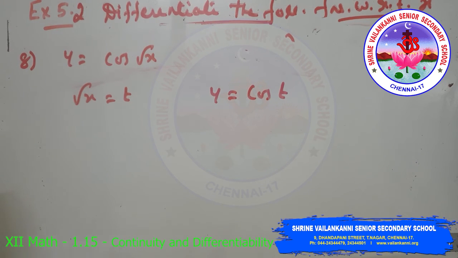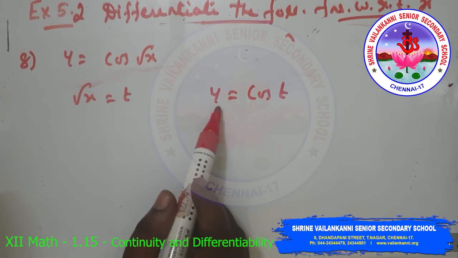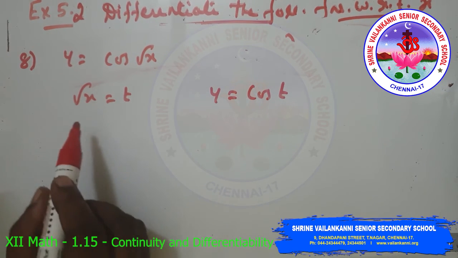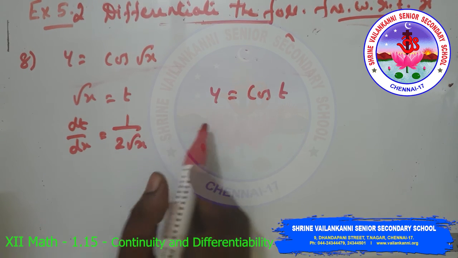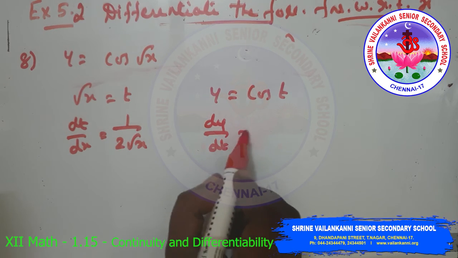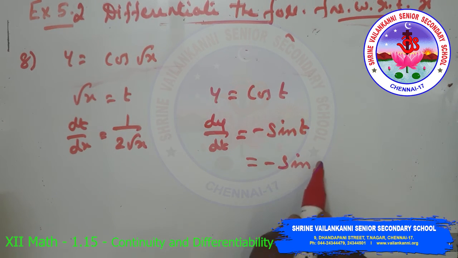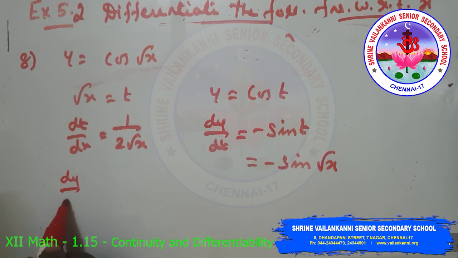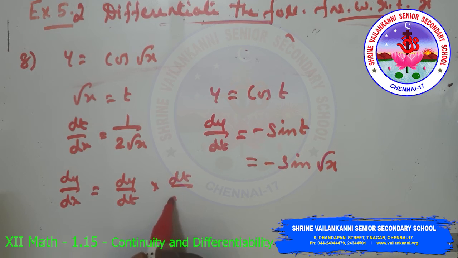8th question, let y equal to cos root x. Put root x as t, then y will become cos t. Differentiating this, we get dt by dx, which is equal to 1 by 2 root x. dy by dt, which is equal to minus sin t, which is minus sin root x. So dy by dx is equal to dy by dt into dt by dx, which is equal to minus sin root x by 2 root x.